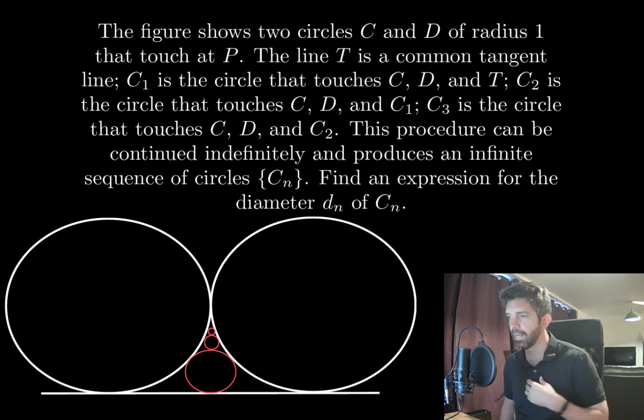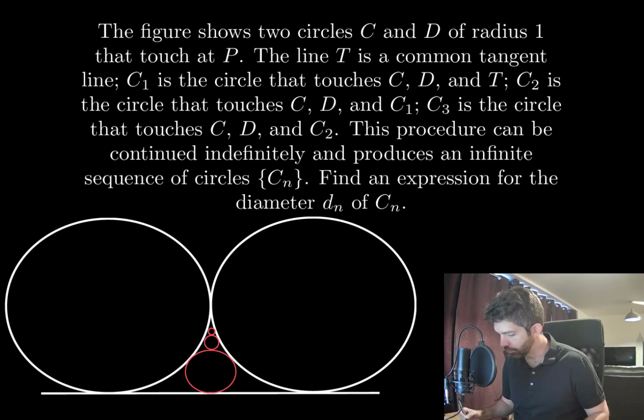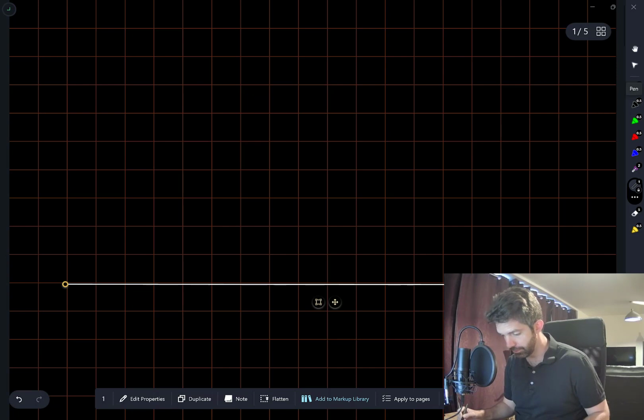Okay, so I don't have details of what this example 8 is, but ultimately what we're asked to do here is find an expression for the diameter of all these circles. So basically we have a sequence of circles which are constructed recursively, and we want to find the diameter of any arbitrary one. I will recreate the diagram that I'm given. This will require me to draw a couple of circles. Hopefully I can do this without too much difficulty.